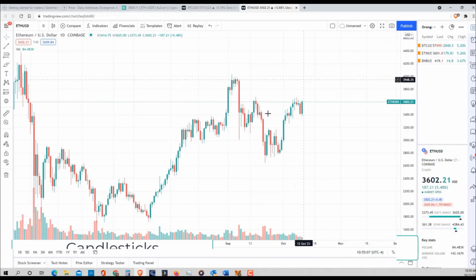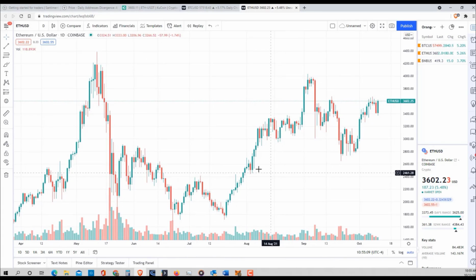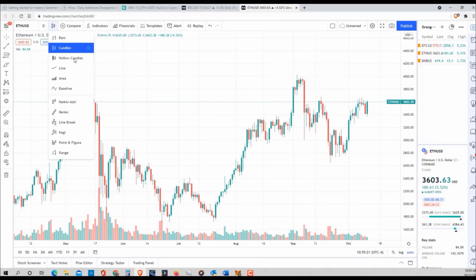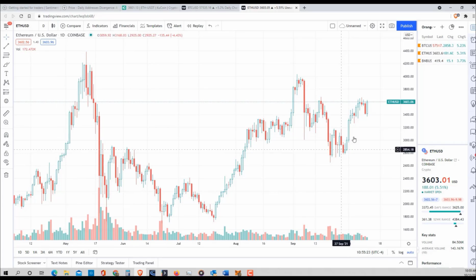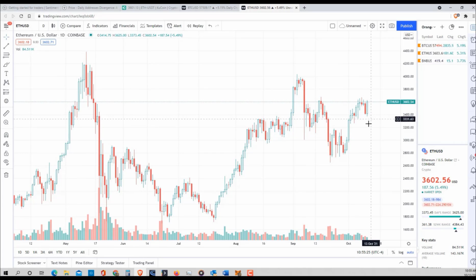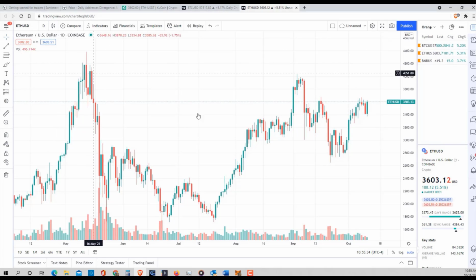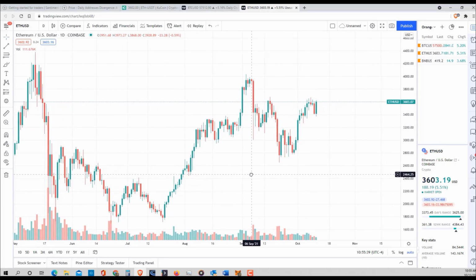Okay, now I just want to cover one more candlestick type, and it's really not a different type. It's just a visual difference in TradingView. So you have here the normal candles, and then you have hollow candles, and all that is that the hollow candles are the up days. The reds still are the down days. So you see, it just turned the green candles into hollow candles. So it's not a different chart type. It's just a different visual representation of the usual candlestick chart.